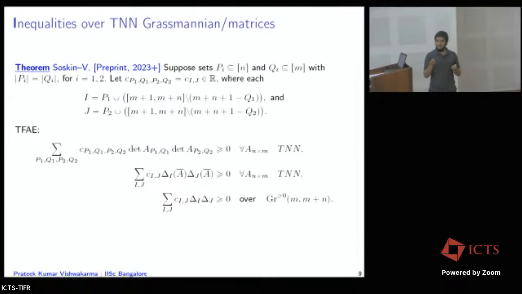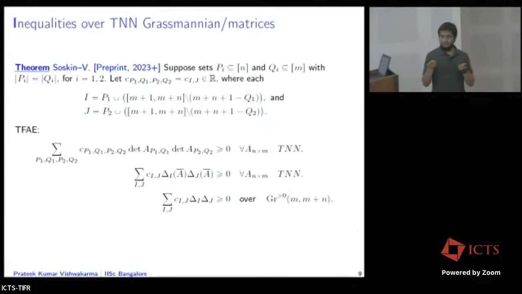that in order to study determinantal inequalities in products of two minors over TNN matrices, it's necessary and sufficient to study inequalities that are in products of Plucker coordinates for the representative matrix A bar, and equivalently one can also study the determinantal inequalities that are in products of two Plucker coordinates over the non-negative Grassmannian.